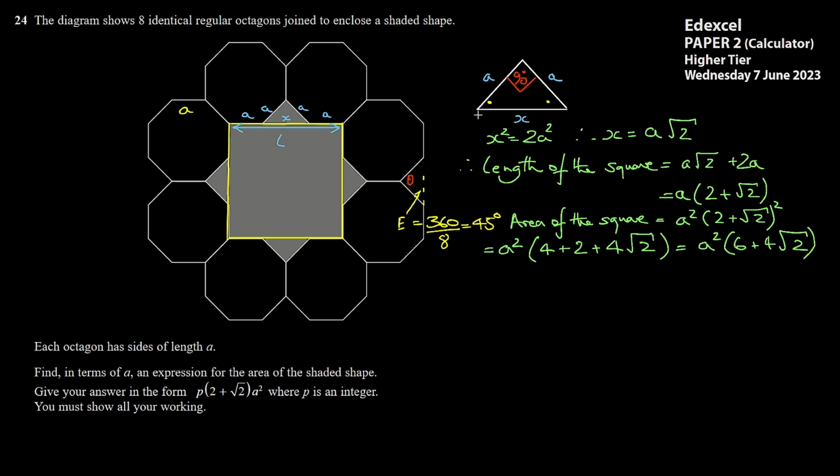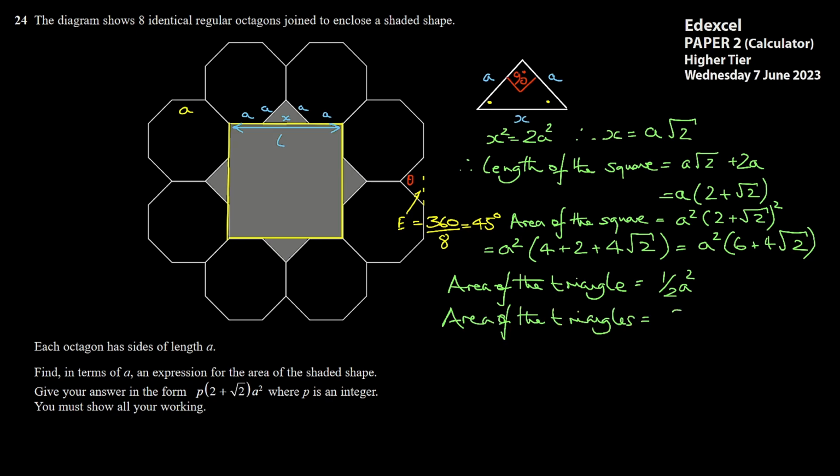Now, what about the area of these triangles? Well, if you think of that as the base, the height is A. Half the base times the height will be the area of the triangle. So the area of the triangle is equal to half A squared. And we've got 1, 2, 3, 4 of them. So the area of the triangles is equal to 2A squared. So the total area will be the addition of the area of the square and the area of all those triangles, which is 2a squared plus this lot up here.